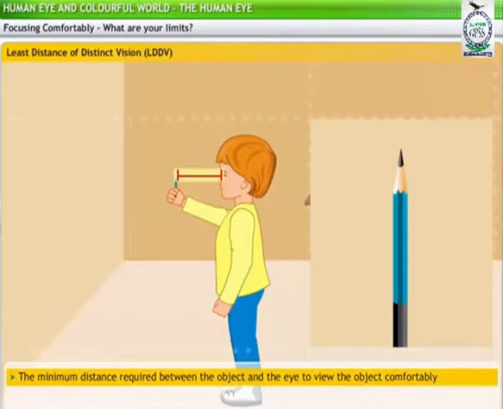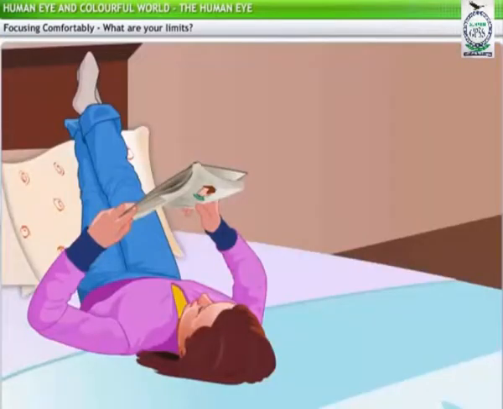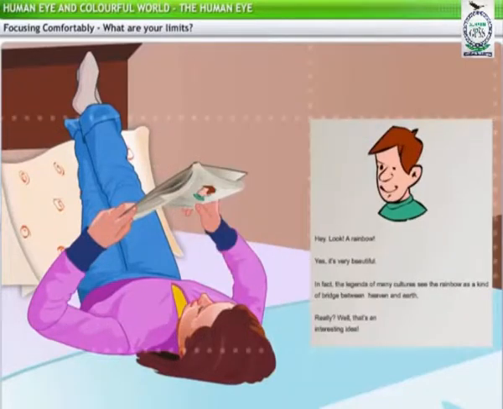This minimum distance required between the object and the eye to view the object comfortably is called the least distance of distinct vision. For a normal healthy eye, the least distance of distinct vision is 25 centimeters. Remember the times when your parents told you not to read in bed, or to keep the book further away from your eyes? Do you understand why now? In order to avoid undue strain on our eyes, we all need to ensure a minimum distance of 25 centimeters between our eye and our books while reading.